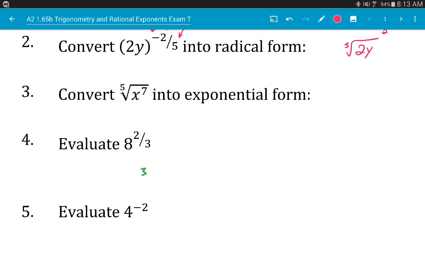I'll convert this into exponential form, so we're going in the opposite direction here. So this right here is the denominator, and this right here is going to be the numerator. So this is equal to x to the 7 over 5 power.